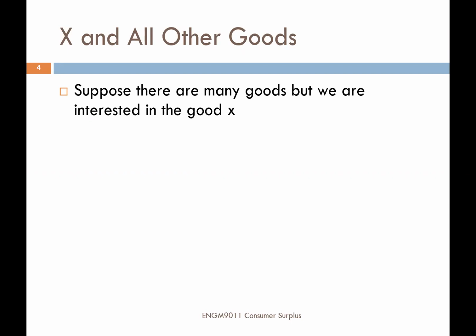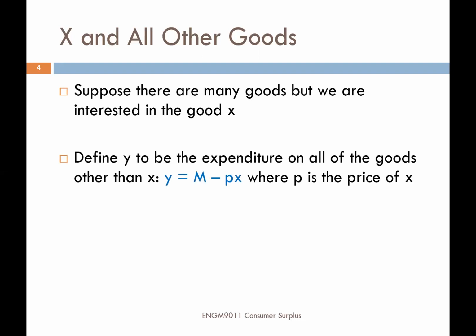So we're just going to look at one good and ask how we measure the benefit or the cost to the consumer of a policy change that changes the price of good X or changes the quantity demanded of good X. So we just want to highlight good X. We'll see how we're going to treat all the other goods in a second. We're going to let P be the price of good X.